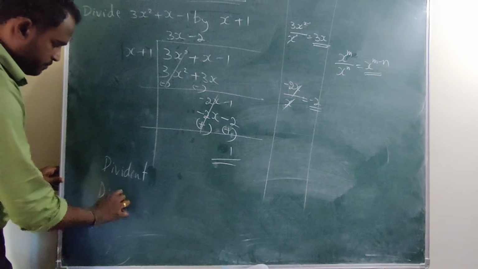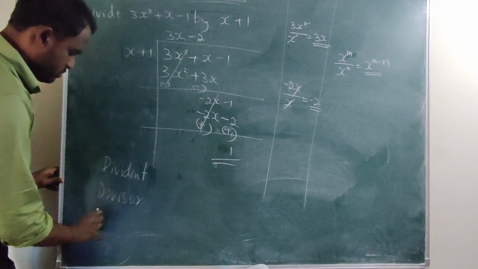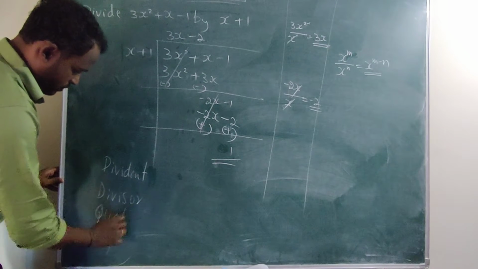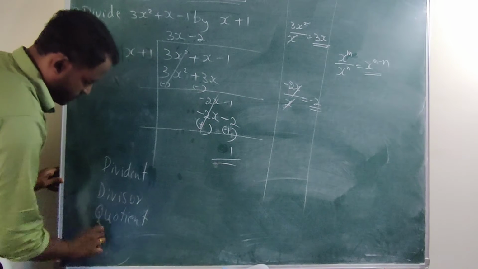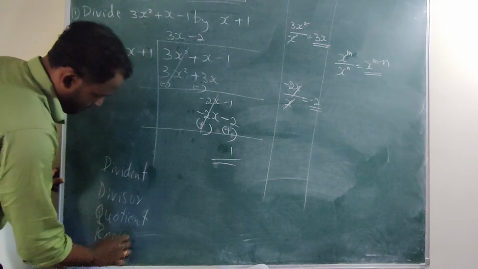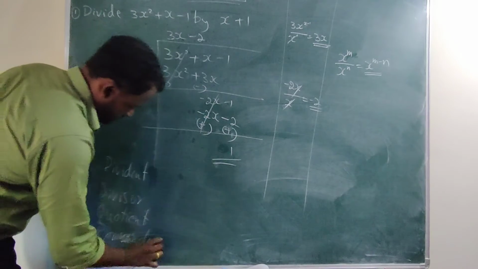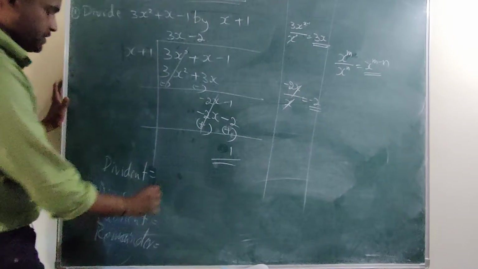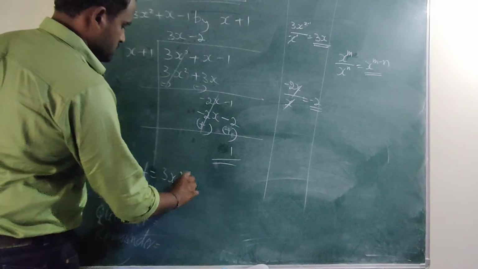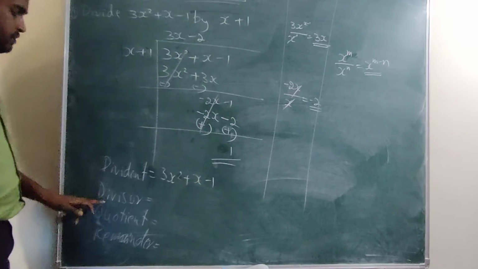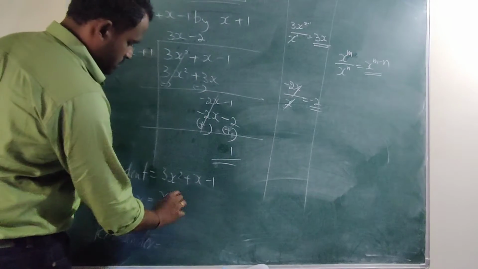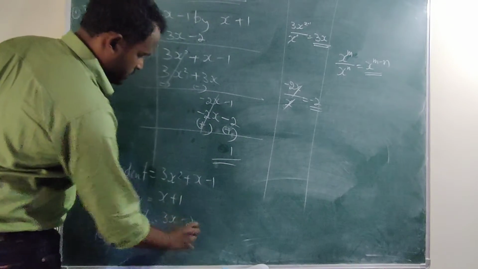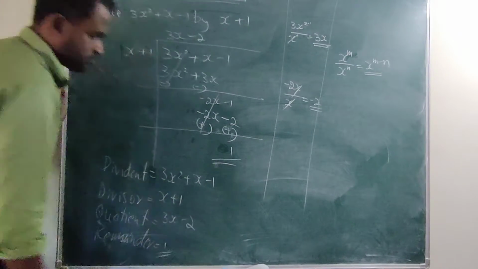Dividend, divisor, capital letter Q, quotient and remainder. Dividend is 3x square plus x minus 1. Divisor is x plus 1. Quotient is 3x minus 2. Remainder we got 1. Clear?